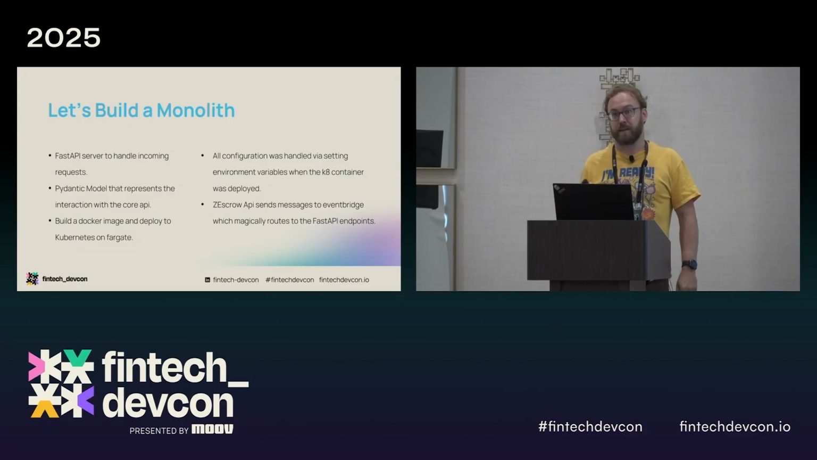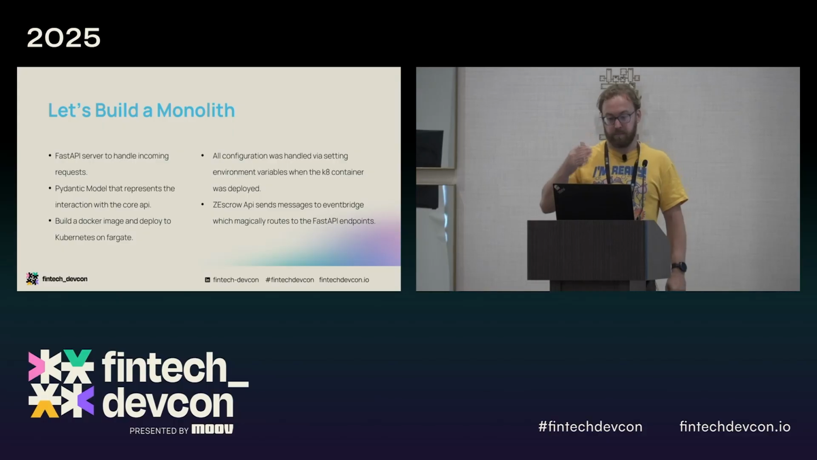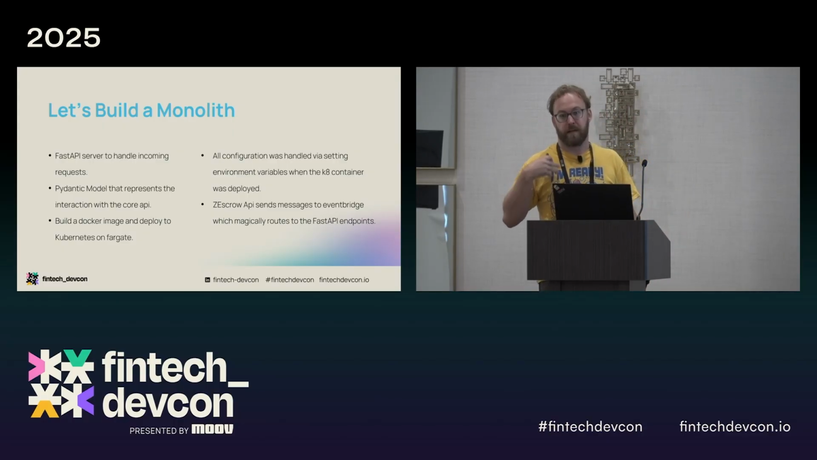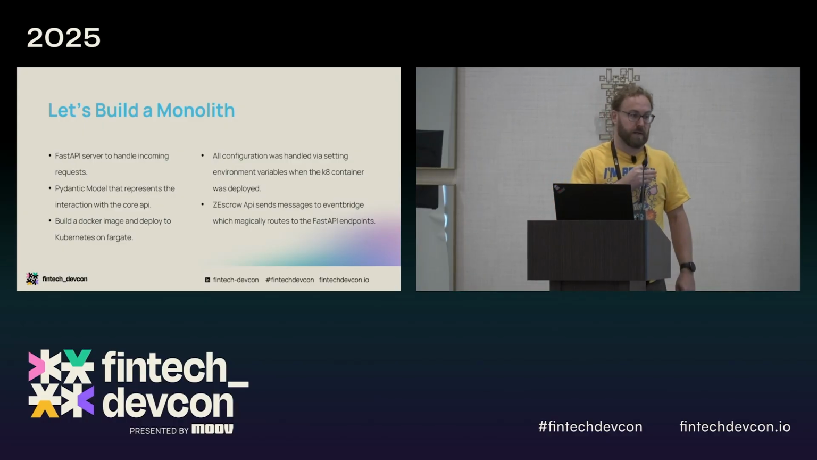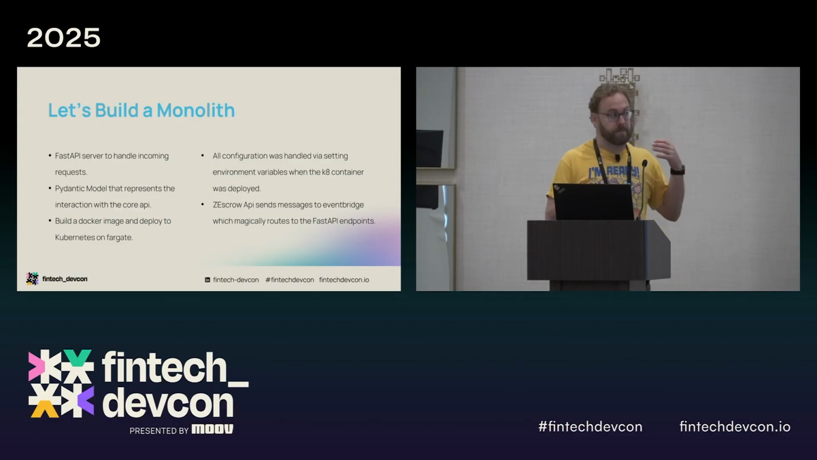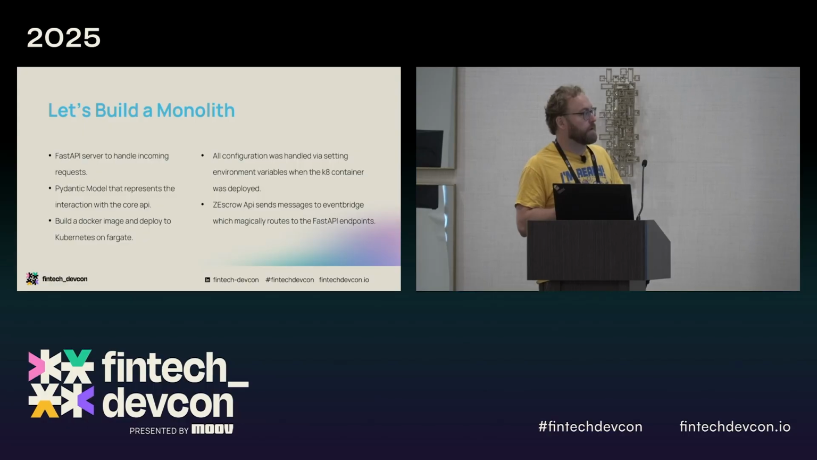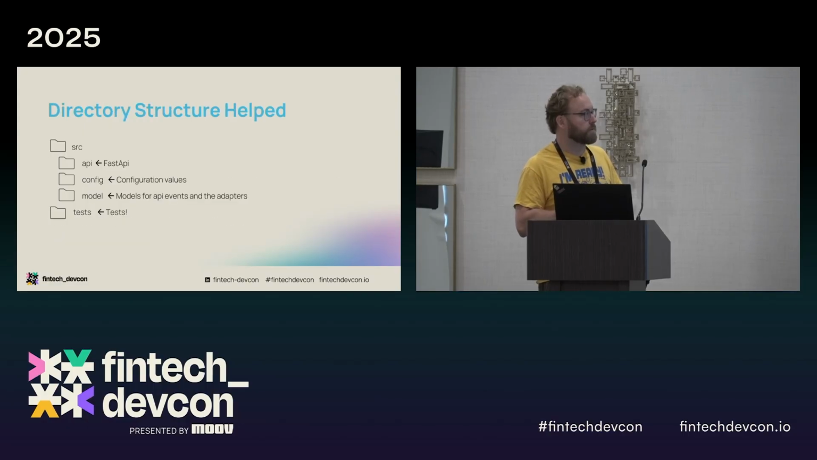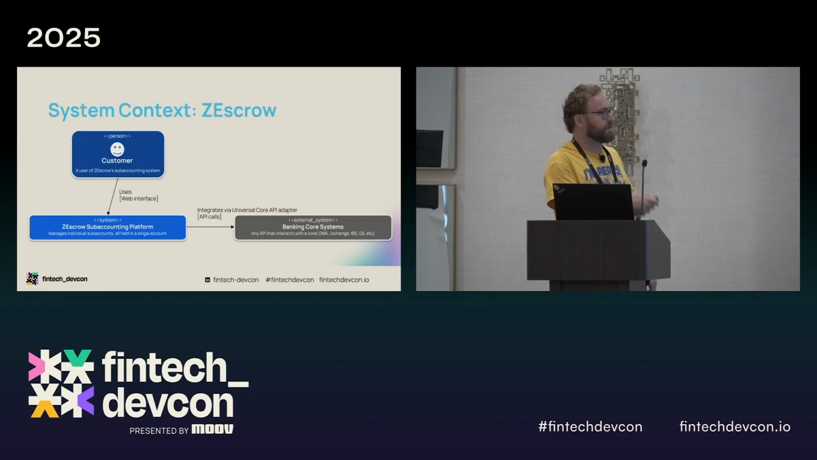The one change that the API is going to make is, instead of building up those transactions through the day, it's going to just start sending them to the AWS SQS queue as soon as they happen, which we will then pick up and route to the correct endpoint. Just a quick directory look: there's the API, there's a config, there's models, and then you should always have tests. Which, yeah, you should always have tests.